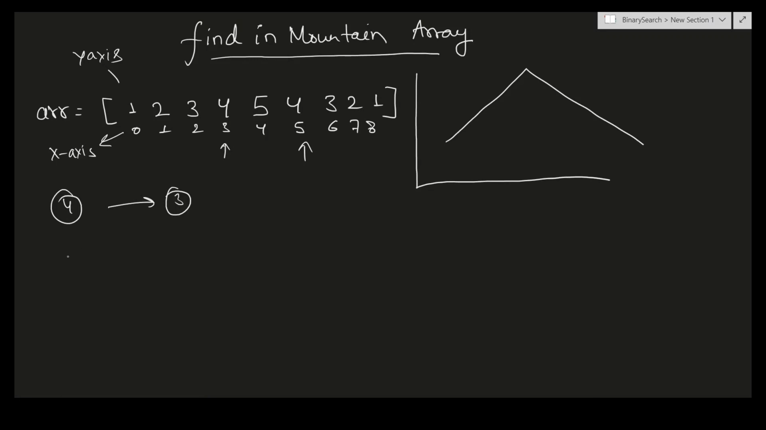Suppose we are given a question in which the target is, say, 2. We can see that 2 is here and 2 is here. So the answer for that will be 1, obviously, because 1 is less than 7. So this is the question. Now, how can we solve this problem? That is the question. How can we solve this particular problem?